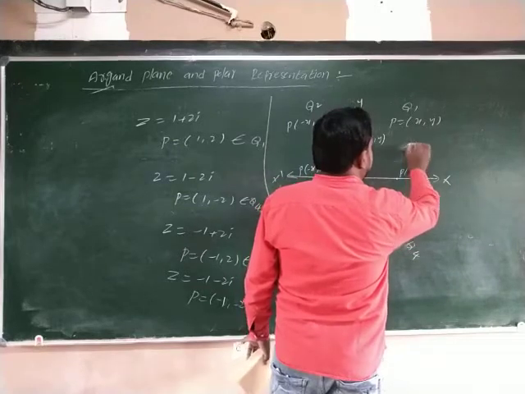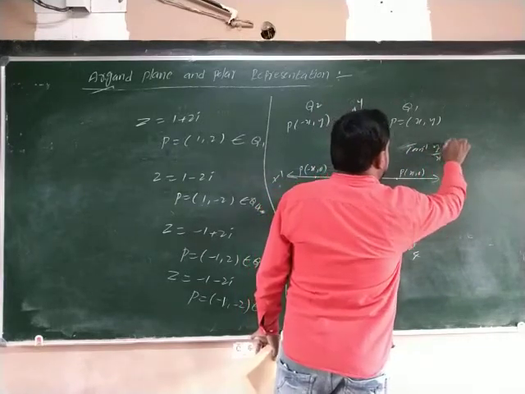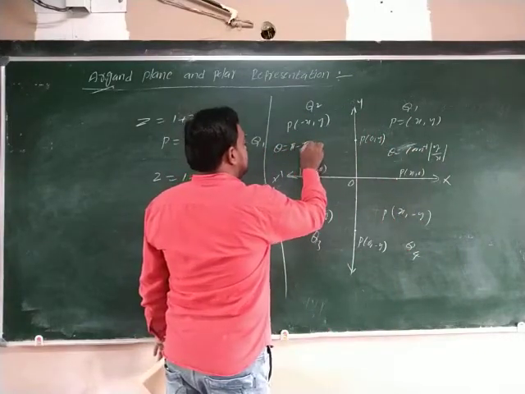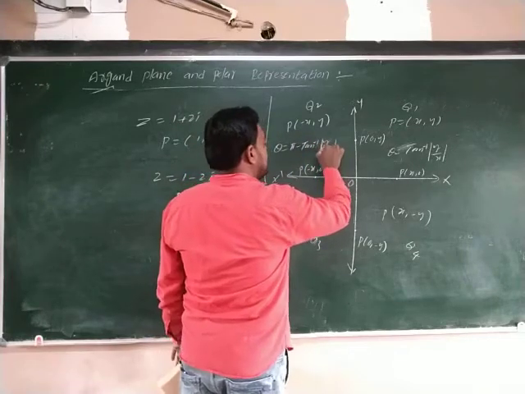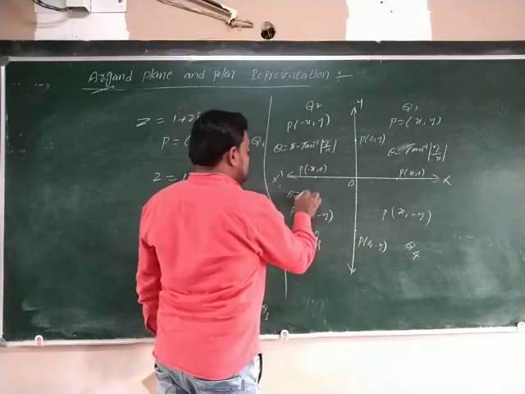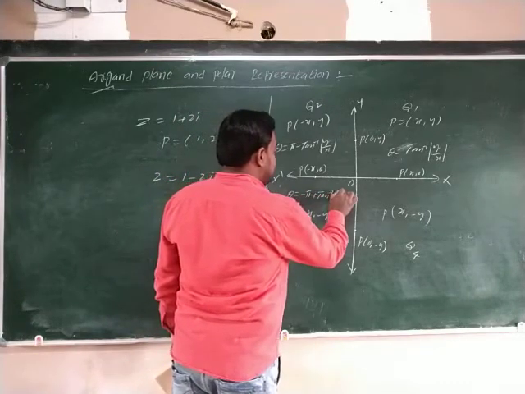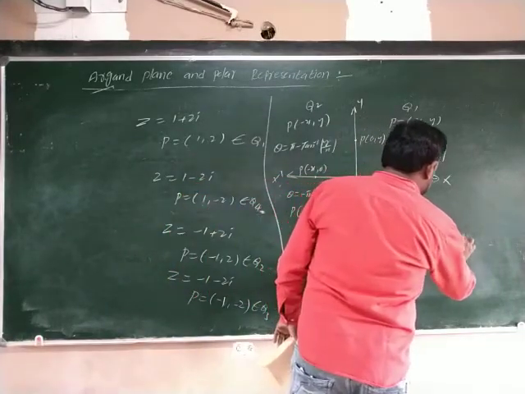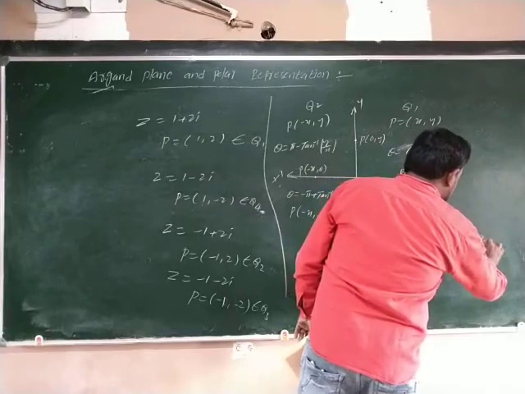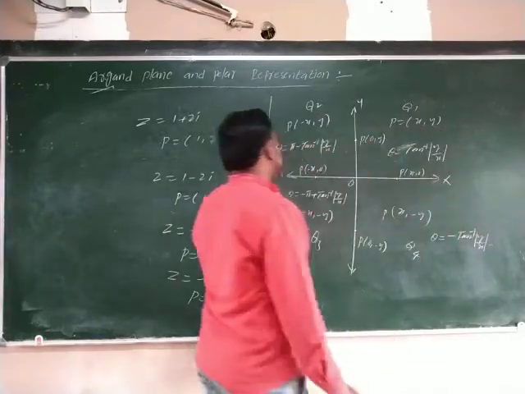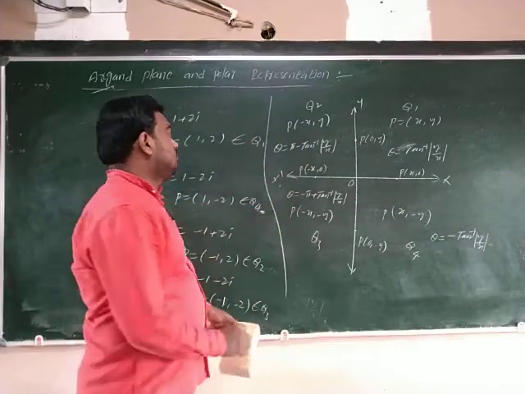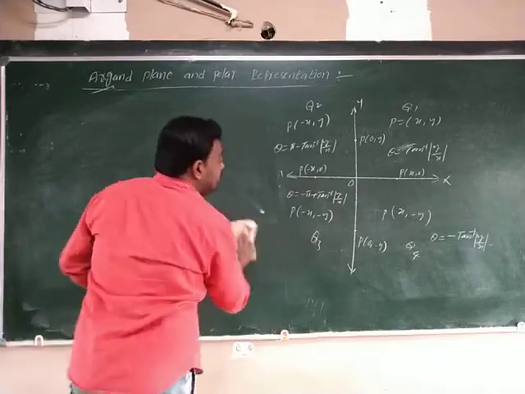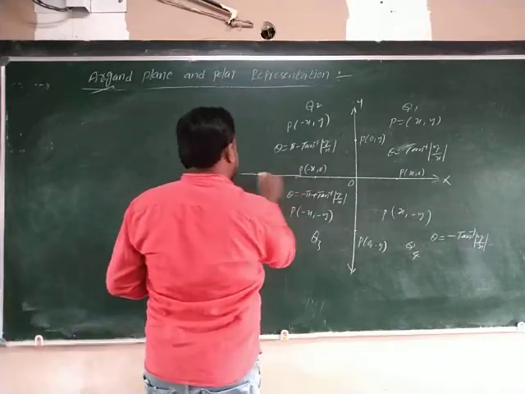First quadrant amplitude theta is tan inverse of y by x. In the second quadrant, theta is equal to pi minus tan inverse of modulus of y by x. Third quadrant, theta is equal to minus pi plus tan inverse of modulus of y by x. Fourth quadrant, theta is equal to minus tan inverse of y by x. So just remember this table from this diagram. Easily we will remember.